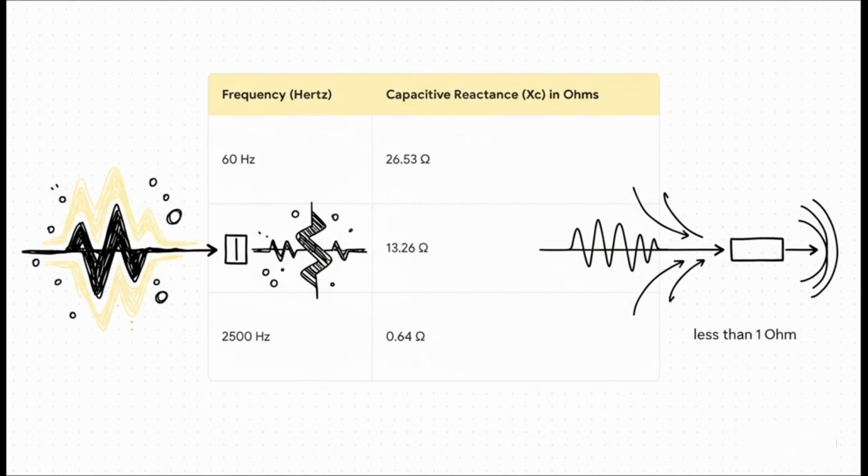And what's really fascinating here is just watching these numbers change. So at a pretty low frequency, say 60 hertz, like what you get from your wall socket, the capacitor puts up a bit of a fight, about 26 ohms of opposition. But look what happens when we crank that frequency all the way up to 2500 hertz. The reactance just plummets to less than 1 ohm. It's basically rolling out the red carpet for that high frequency signal.